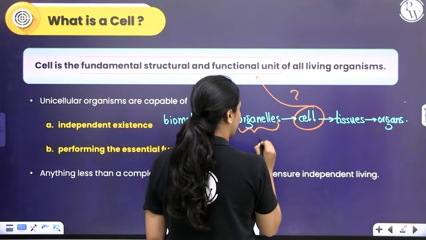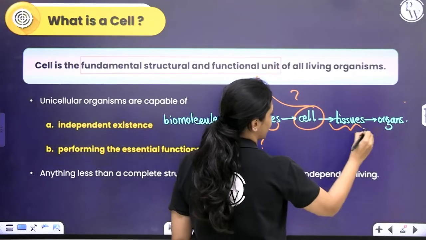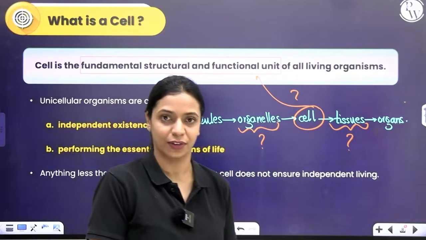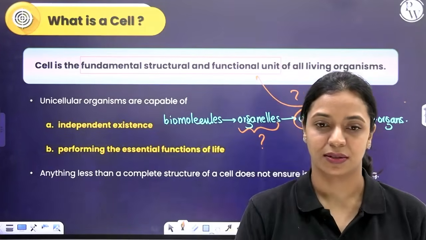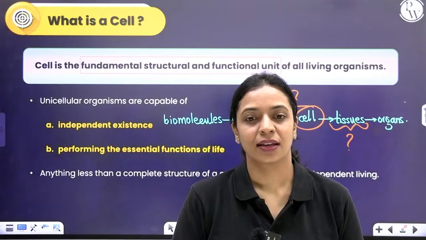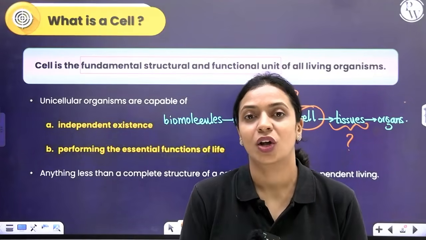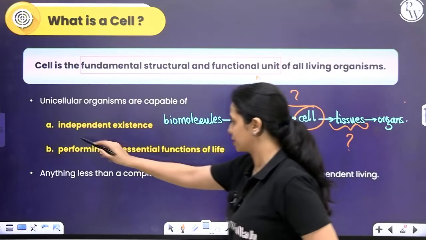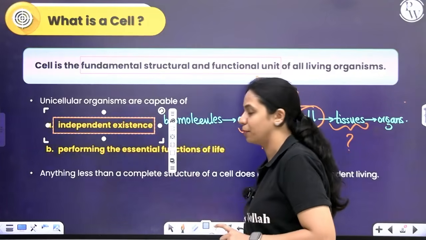Why not organelles? Why not tissues? Why is it the cell itself is the structural and functional unit of life? There are two reasons here. Firstly, a cell is the smallest unit that is capable of independent existence. Now, what do I mean by independent existence?